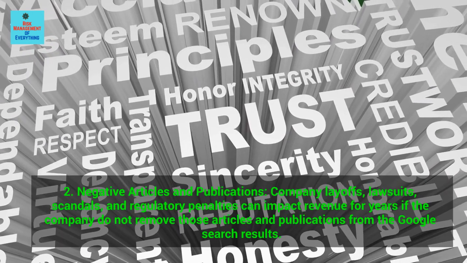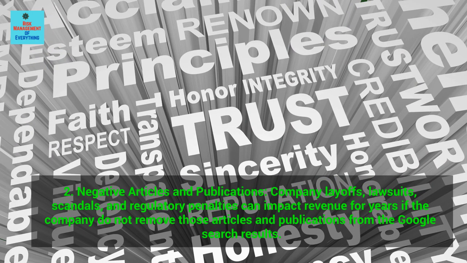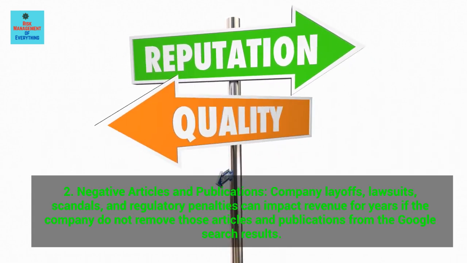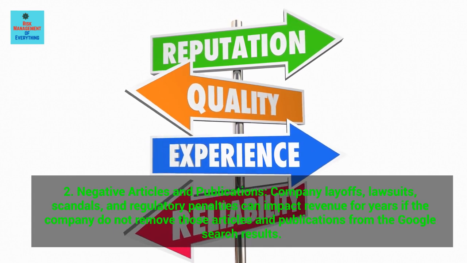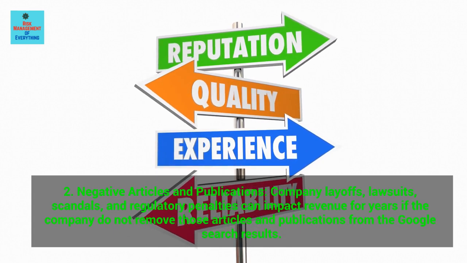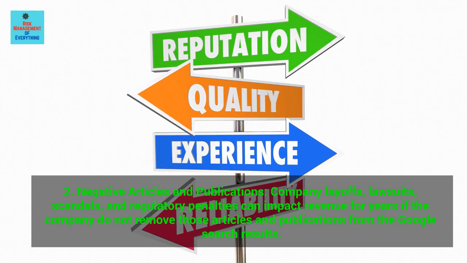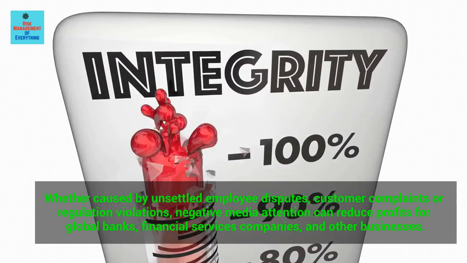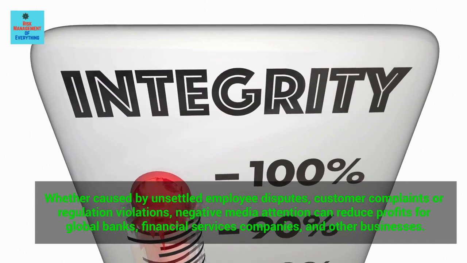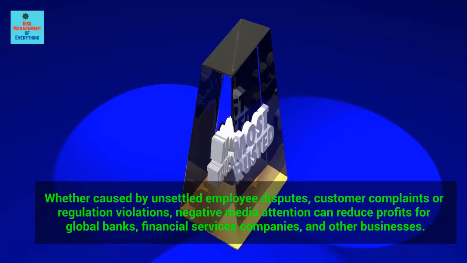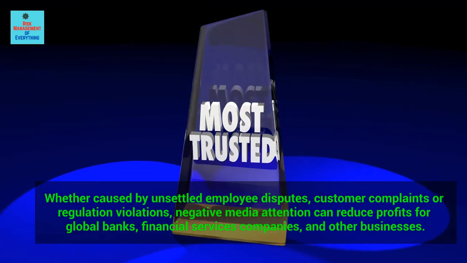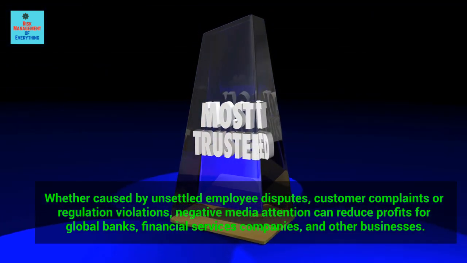2. Negative articles and publications. Company layoffs, lawsuits, scandals, and regulatory penalties can impact revenue for years if the company does not remove those articles and publications from the Google search results. Whether caused by unsettled employee disputes, customer complaints, or regulation violations, negative media attention can reduce profits for global banks, financial services companies, and other businesses.